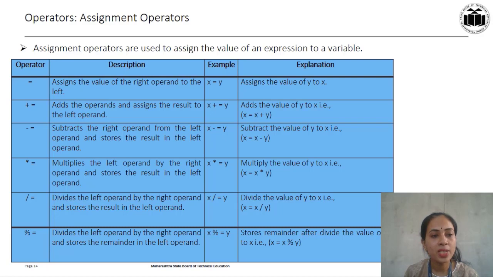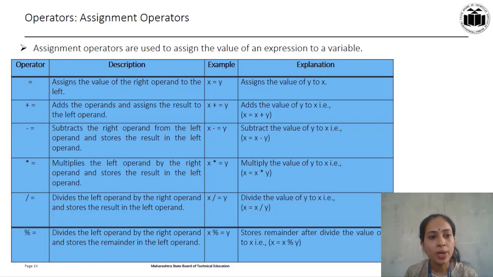Next one is plus equal to, which adds the operands and assigns the result to the left operand. For example, x += y, which is equivalent to x = x + y. The next, minus equal to, subtracts the right operand from the left operand and stores the result in the left operand. For example, x -= y is equivalent to x = x - y. That means subtract the value of y from x and your result is stored in variable x.